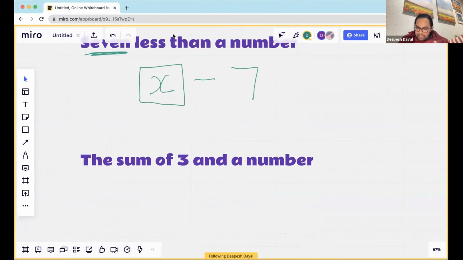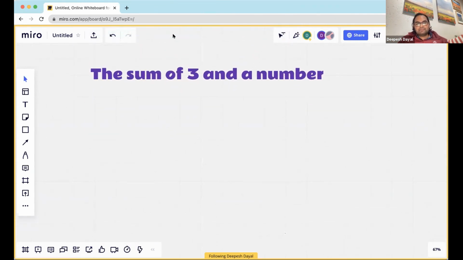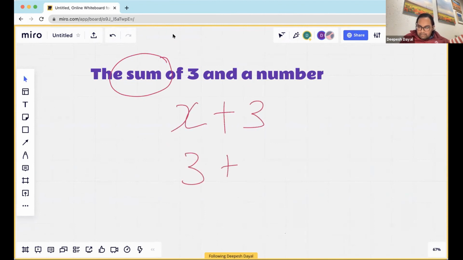And then lastly, we've got the sum of 3 and a number. What is that? X plus 3, or 3 plus x. And this is sum. Anybody else? What is it? 3 plus x. X plus 3 or 3 plus x, all the same thing, right? Sum of 3 and a number.